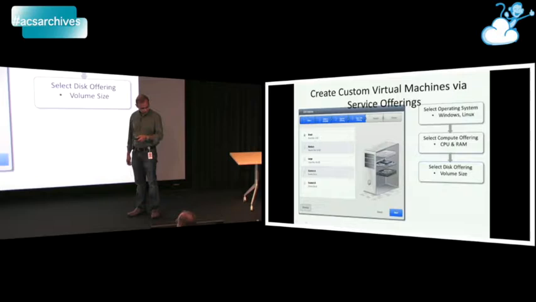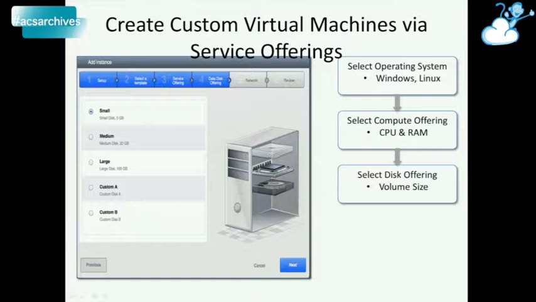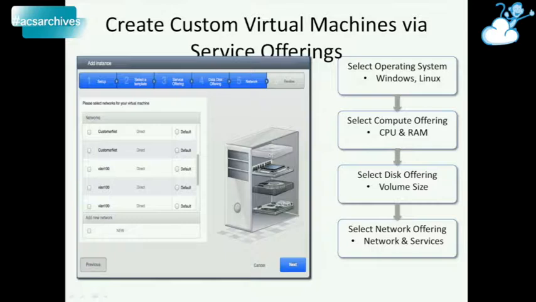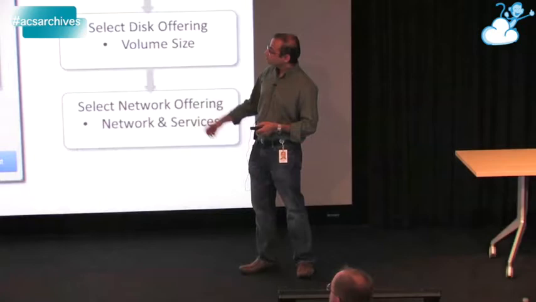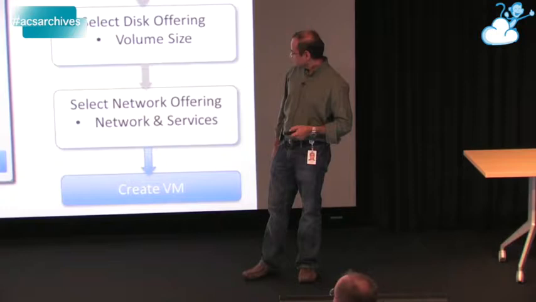And then a lot of CloudStack users like to offer fixed size volume disks. So you can also customize this as the admin, whether you want to offer small disks or large disks. I believe you can also offer an unlimited disk as well. And then you can choose which network you want to deploy on, or you can add a new network. So each tenant can own multiple networks, somewhat like an Amazon VPC, and deploy the VM on that network or on multiple networks. So for example, if you checked customer net and VLAN 100, then your VM would have two NICs, one on customer net and one on VLAN 100. And then, boom, you create the VM.